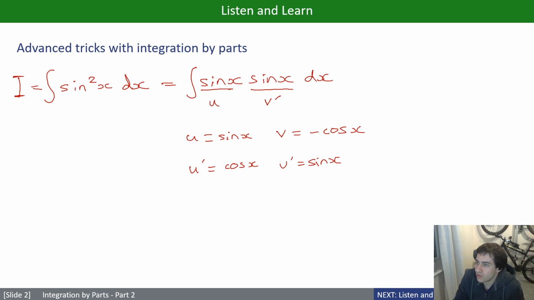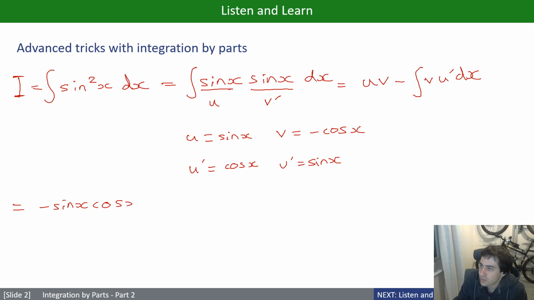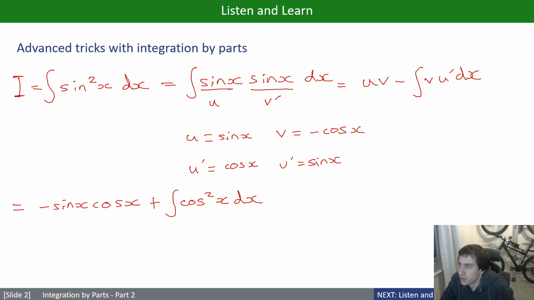So what is this therefore equal to? Remember, let's write the full rule: it's going to be uv minus the integral of v u dash dx. So u times v is minus sine x cos x. And then we're going to do minus the integral of v times u dash. That's minus cos x times cos x. So let's make that a plus here and just put in cos squared x dx. Okay, great.